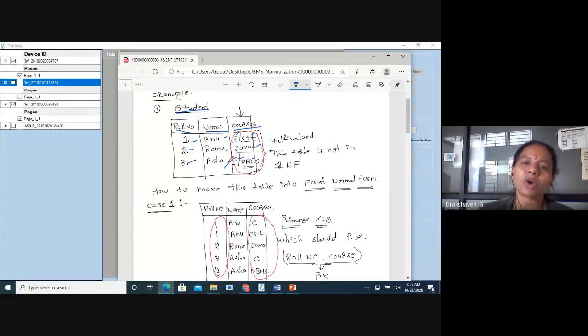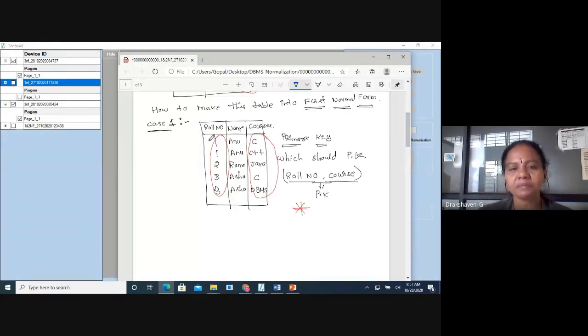You can see the course column has multi values. There are many values in this, so it becomes difficult for us to identify. So this table is not in the first normal form. So how do we make this table into first normal form?